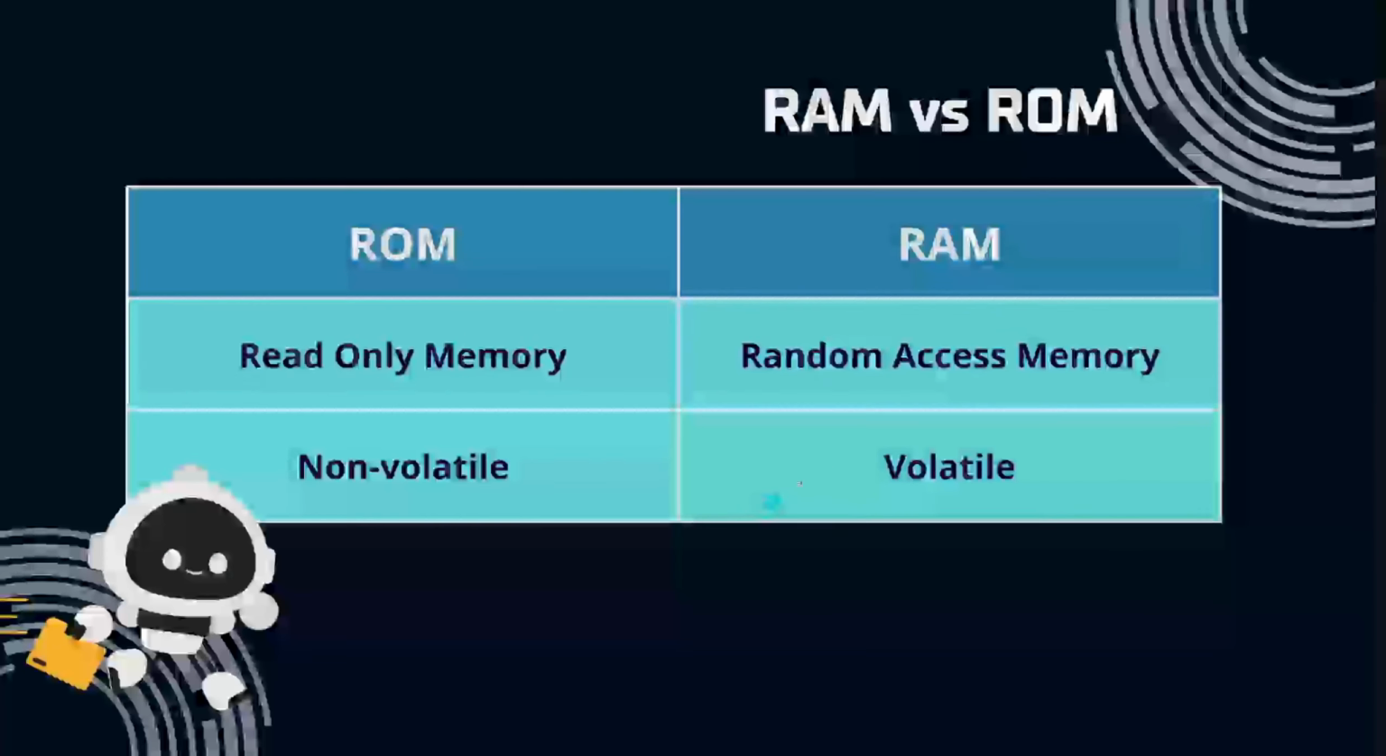Let's look into RAM versus ROM. On the left here we have ROM, and on the right here we have RAM. ROM stands for read-only memory, whereas RAM stands for random access memory. For ROM, it is non-volatile. This means that your information will be saved even when there is no power supplied to your computer system. However, as for RAM, it is volatile. This means that when the RAM has no power, the information stored on the RAM will be lost.